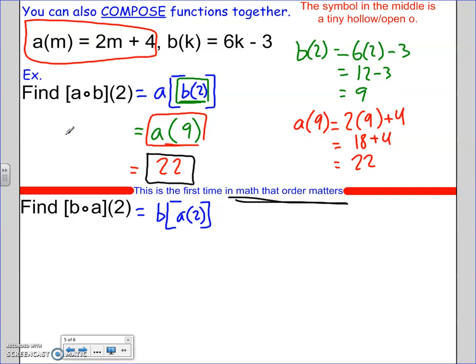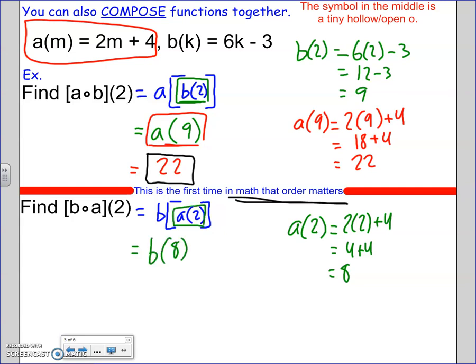So the first problem is do this inside part, finding A of 2. So go to equation A, plug in 2 for letter M. So it's 2 times 2 plus 4. That's 4 plus 4. That is 8. So this inside turns to 8. So now we're at B of 8 because A of 2 gets replaced. This gets replaced with 8.